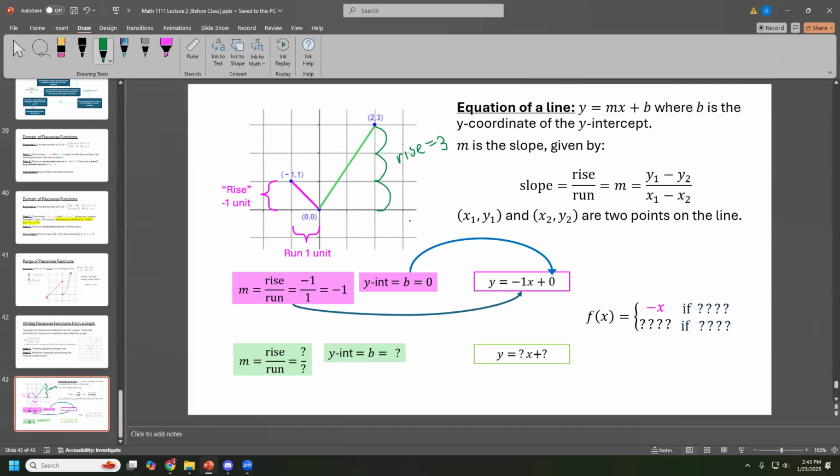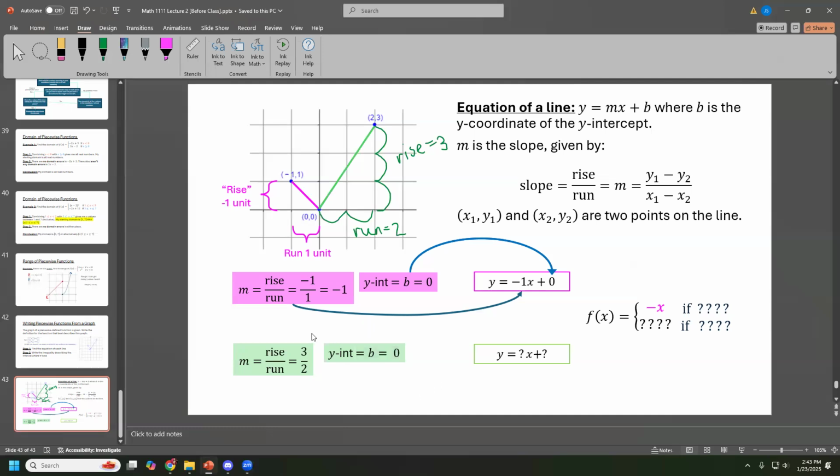All right, and how far over did I go? So from the starting point, I went over 1, 2. So this is run, 2. So my rise, 3, my run, 2. So this ends up being my slope. What's the y-intercept? Well, it's the place where it crosses the y-axis, and that's actually shared between the green and the purple/pink line. They both meet right there. So this is also going to be 0, 0. And there we have it.